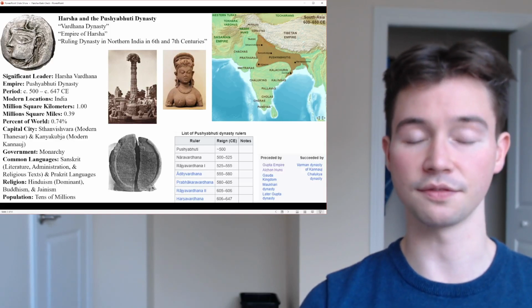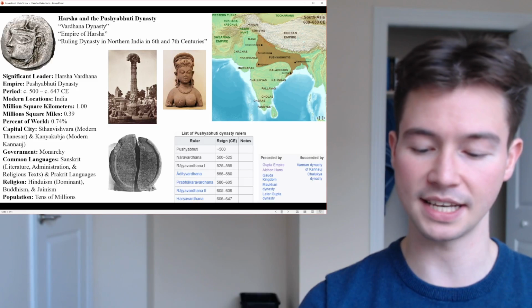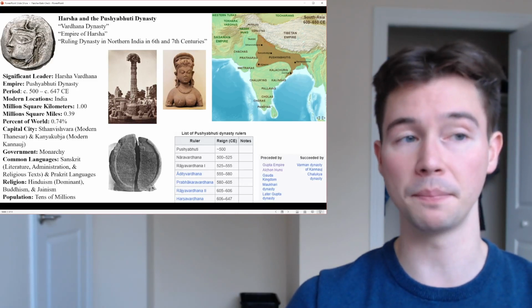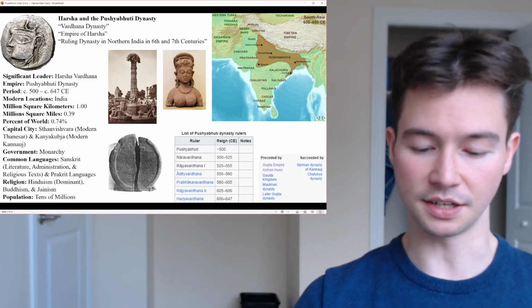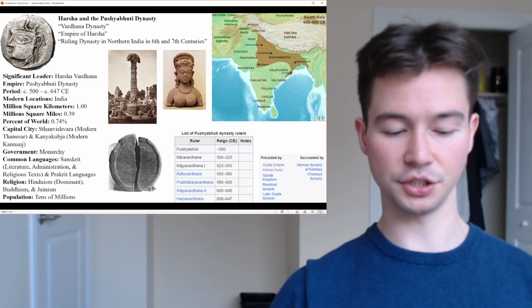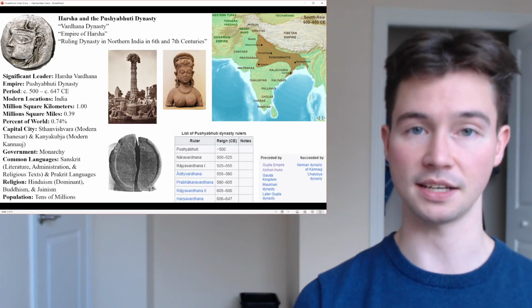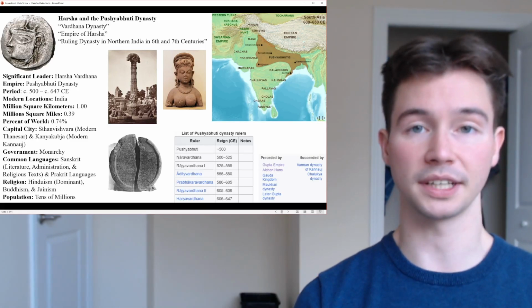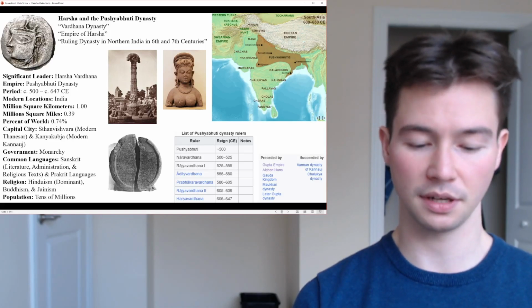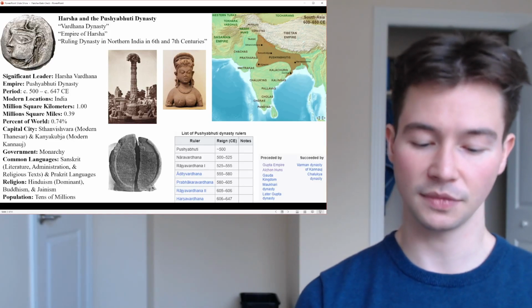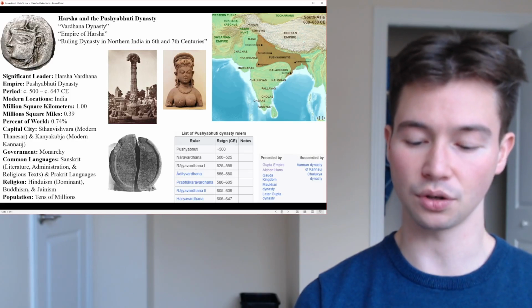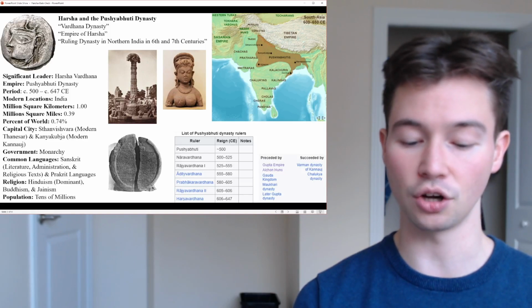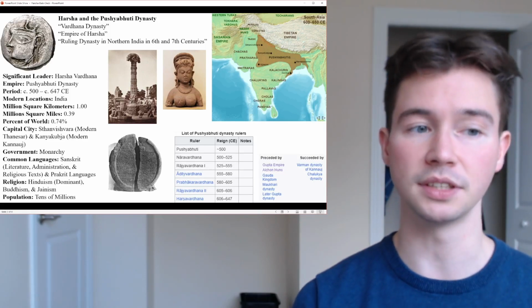So thus, the rise and fall of the Pushyabhuti dynasty marked the ascendancy to power in northern India, with Harsha Vardhana being a pivotal figure. The dynasty's zenith saw territorial expansion, cultural flourishing, and diplomatic success, and also the rise of Buddhism. However, following Harsha's death, internal conflicts, external invasions, and the lack of a strong successor led to the decline and ultimate fragmentation of the Pushyabhuti dynasty.